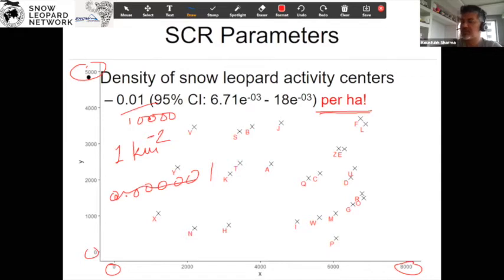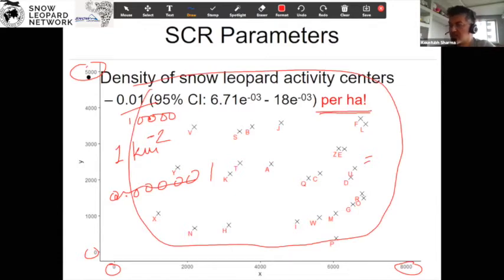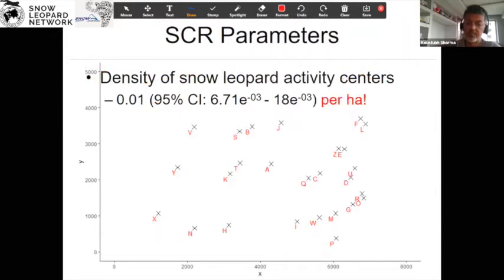Now, in very simple terms, if you multiply the length and the width of this space by 0.01, you will end up with the total number of animals in this area, which will be the abundance. What is abundance? N is equal to area multiplied by density. That's what it is. So if you know the area and if you know the density, you can always estimate the total number of animals, right? So that's what this density denotes. If you actually do this calculation, you will end up with 26, 27 snow leopards, which is exactly what the density is.